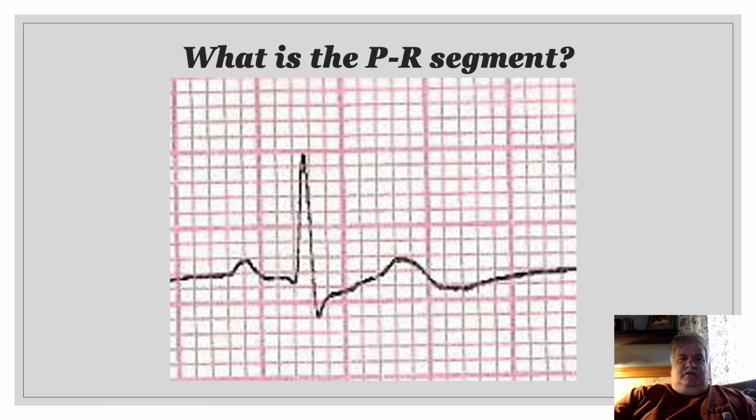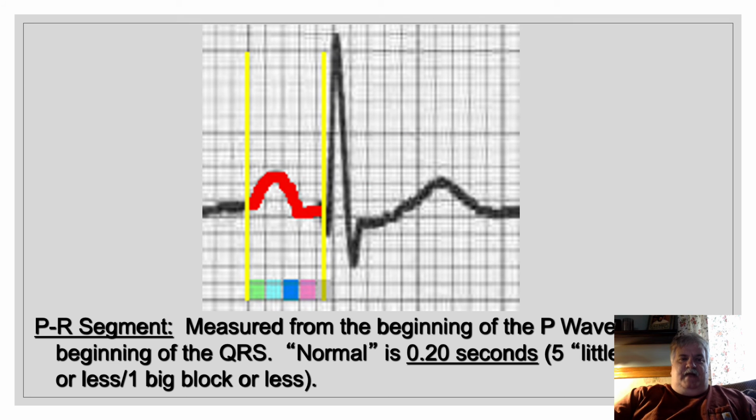What is the PR interval in this segment? Here, it's highlighted in red, with the yellow stripe on the far left indicating the beginning of the P wave, and the yellow line on the far right indicating the end of the P wave. And we have 4 little blocks, each block being 0.04 seconds.